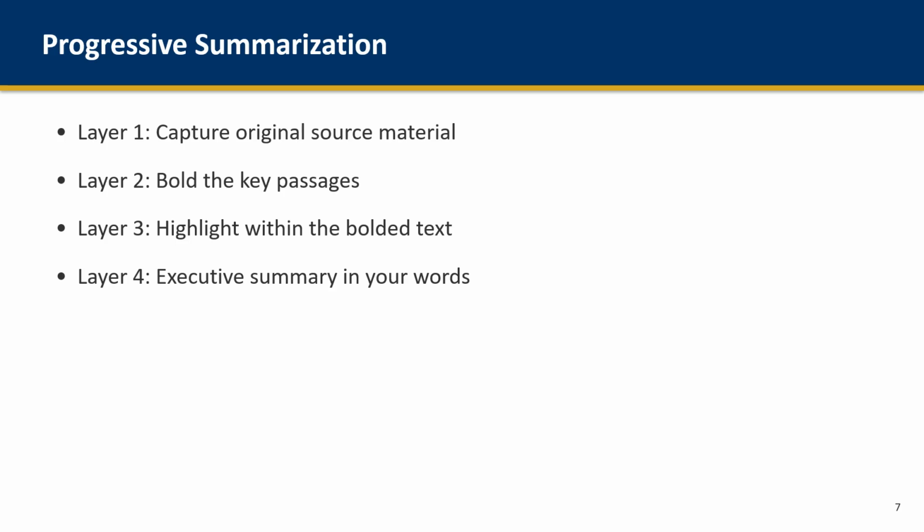Layer 2 involves your first pass through the material. You bold or highlight passages that seem important. This takes relatively little time but begins the compression process. Layer 3 happens when you return to notes that are proving relevant to your work. Within the already bolded passages, you highlight the truly essential elements. Now the most critical information visually stands out. Layer 4 creates an executive summary at the top of your notes, written entirely in your own words. This represents your synthesized understanding and is what you will typically reference in your own writing.